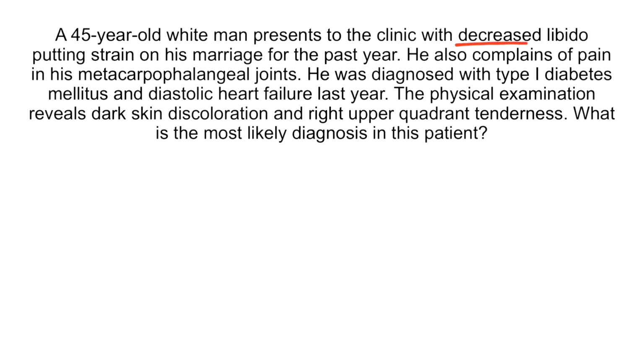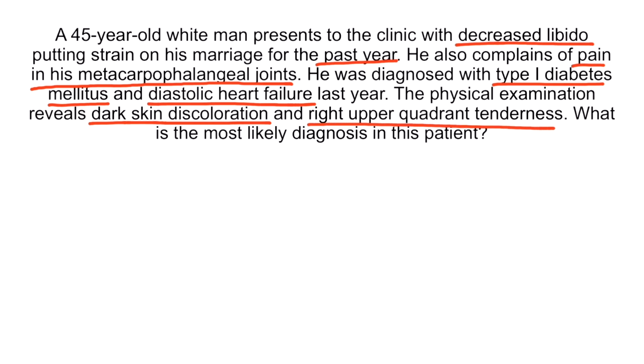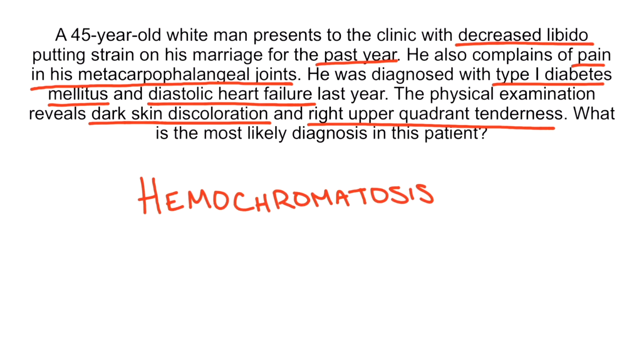This man presents with decreased libido for the past year that may indicate hypogonadism. He also complains of pain in his right metacarpophalangeal joints. He was diagnosed with type 1 diabetes mellitus and diastolic heart failure last year. Physical exam reveals dark skin discoloration and right upper quadrant tenderness. Hypogonadism, arthralgia, type 1 diabetes, diastolic heart failure, bronze skin discoloration, and hepatitis are signs of hemochromatosis. All these signs and symptoms are caused by iron deposition and dysfunction of respective organs.